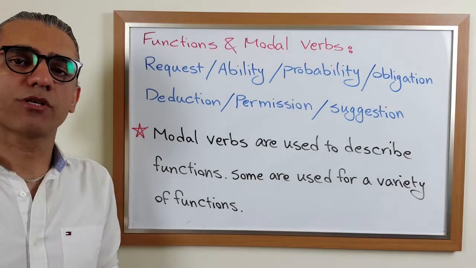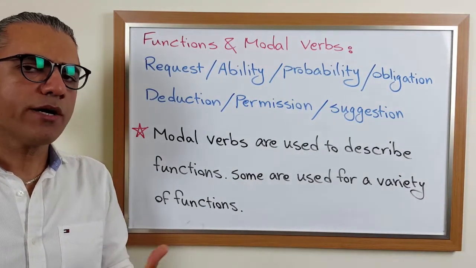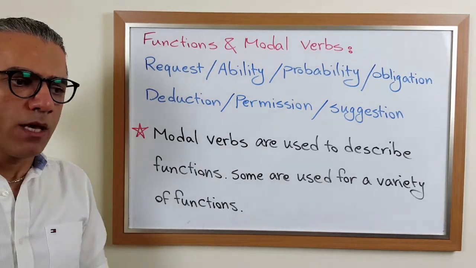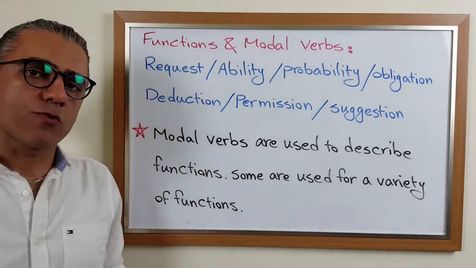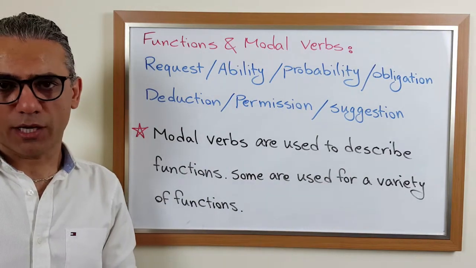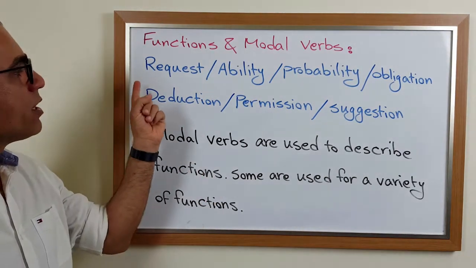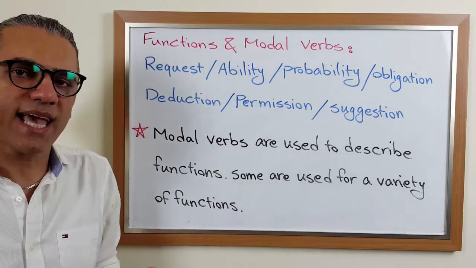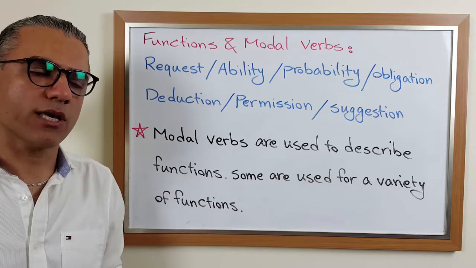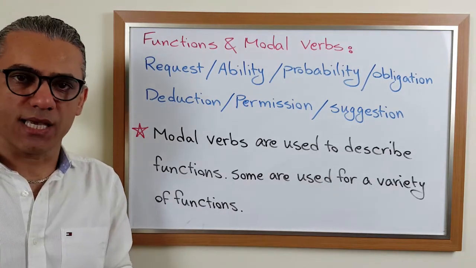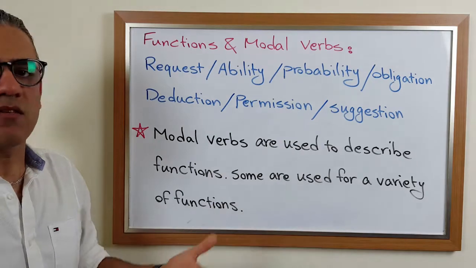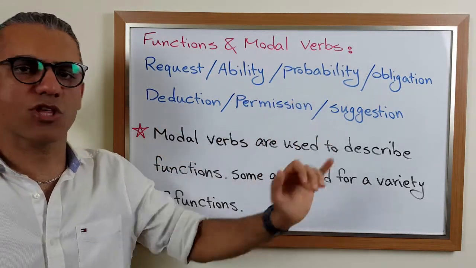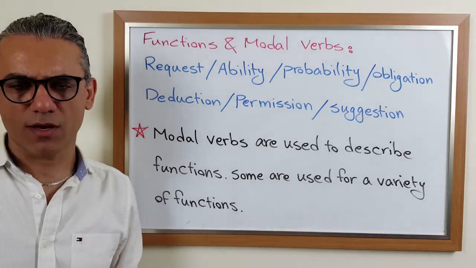Why do we need modal verbs? And why do we have modal verbs in English? Modal verbs are used to describe functions in English. What are functions? For example, request is a function. Ability is another function. When you say, I can speak English, you are describing your ability of speaking English. That is the meaning of function. Or probability, obligation, deduction, permission, suggestion, and we have a lot of other functions as well.